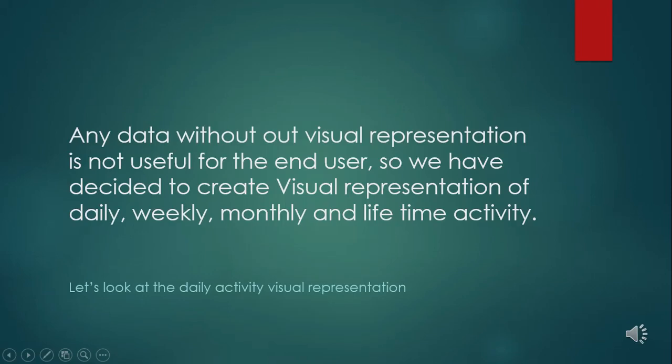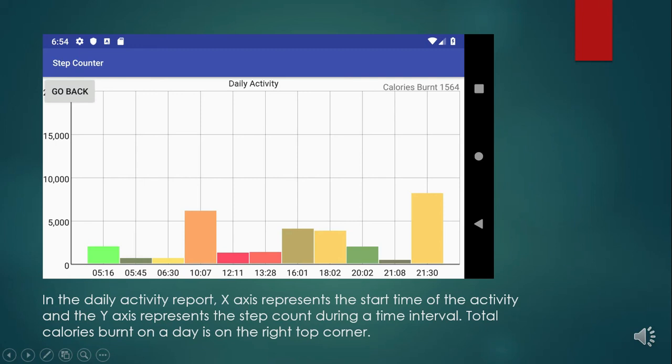Any data without visual representation is not useful for the end user, so we have decided to create visual representations of daily, weekly, monthly, and lifetime activity. Let's look at the daily activity visual representation. In the daily activity report, the x-axis represents the start time of the activity and the y-axis represents the step count during a time interval. Total calories burnt on a day is in the top right corner.